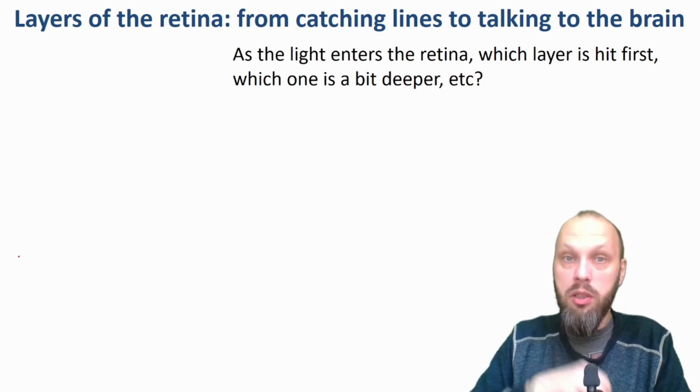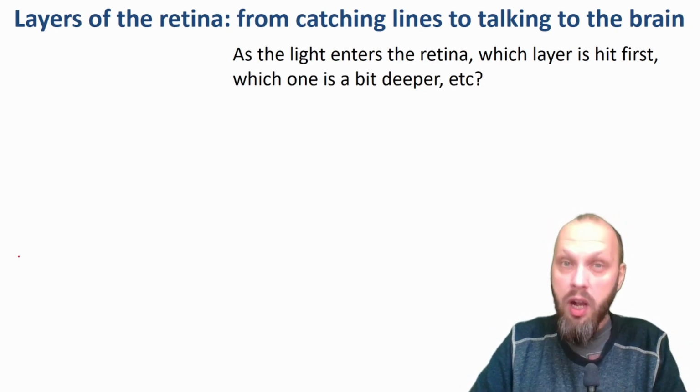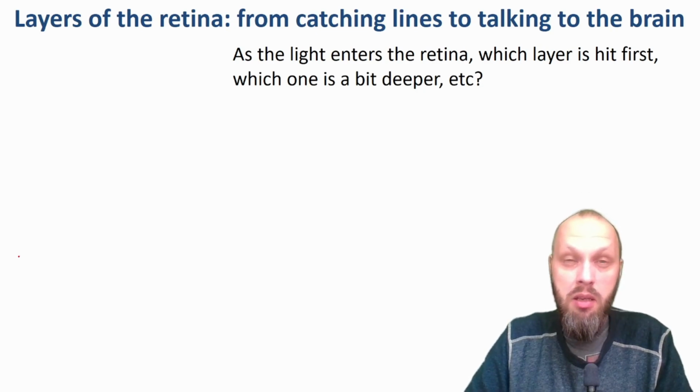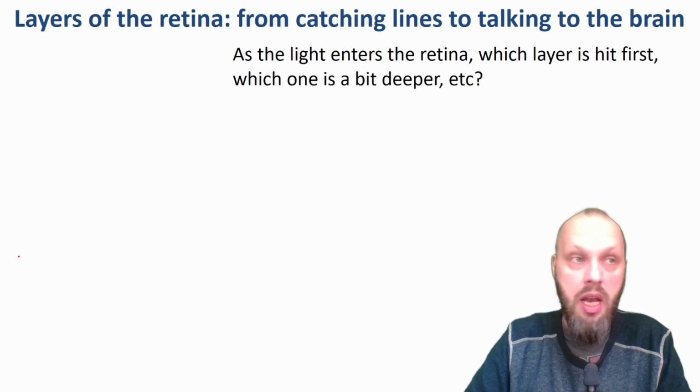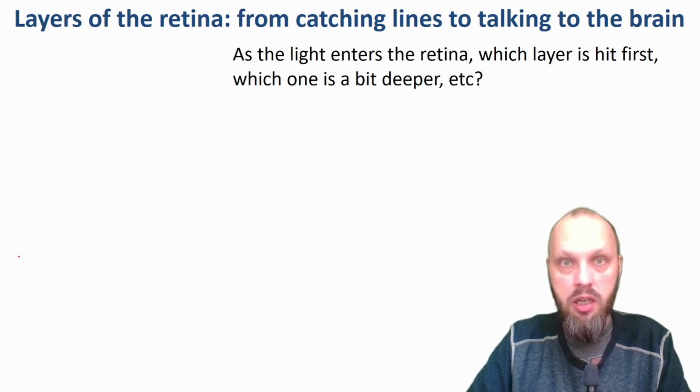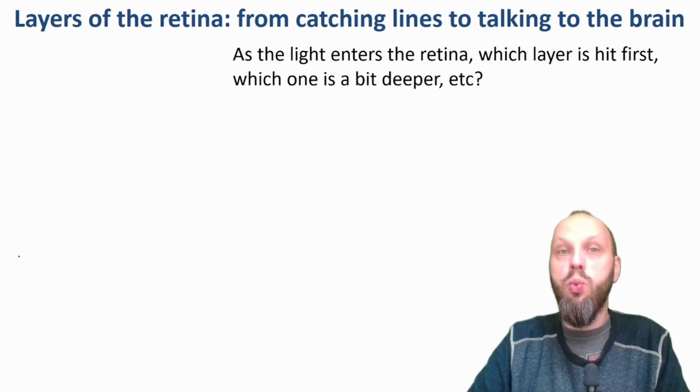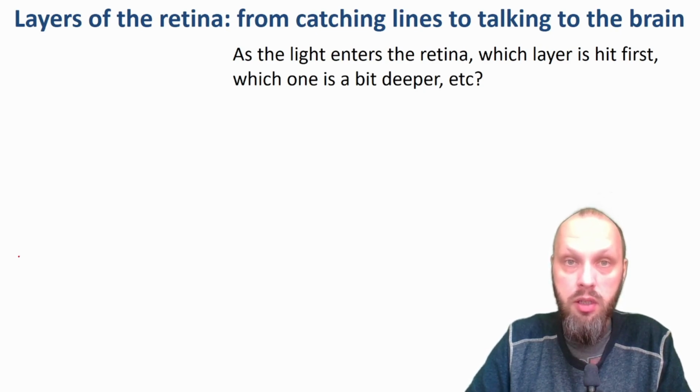Okay, this is a little bit of a trick question, because functionally the retina has to have receptors and then maybe some cells that listen to the receptors and do something with the signal that comes from the photoreceptors, and then there has to be a neuron that sends information to the brain. So functionally everything starts at receptors and then we have some neurons. But if you look at which layer is hit first, that's actually not the receptor layer, it's the layer of neurons.